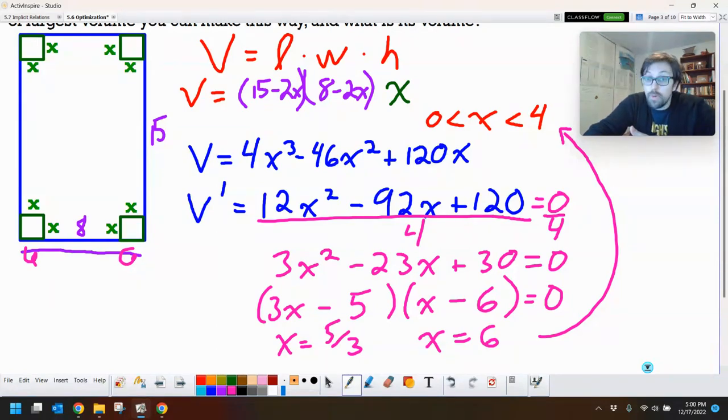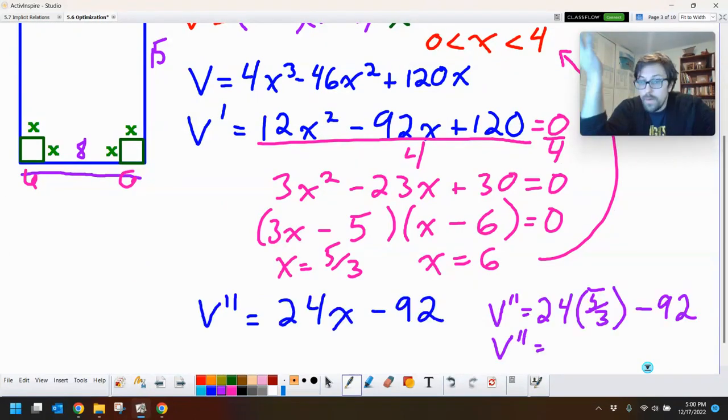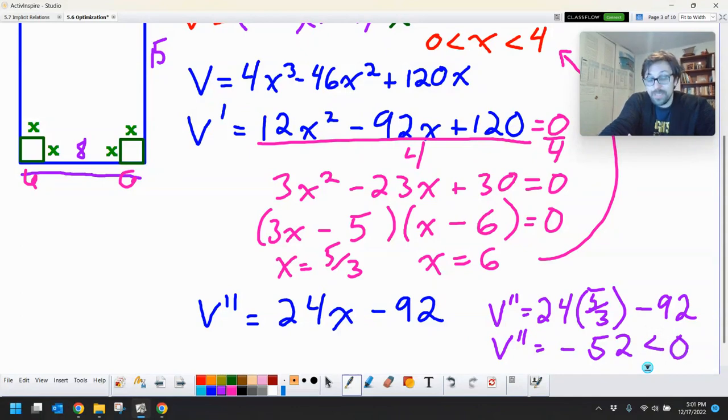I do care about whether or not that is a maximum or a minimum value for my box at that point. So let's take a look at the second derivative in order to make that determination. I found my second derivative. It's 24x minus 92, and then I plug in that 5/3. So that's 40 minus 92, which is negative 52. That is less than 0. Since I have a negative value for my second derivative, that means I'm concave down at that point, and that 5/3 by the second derivative test is a maximum value.